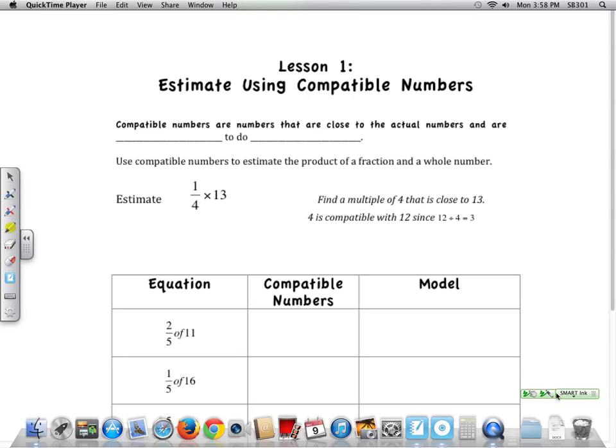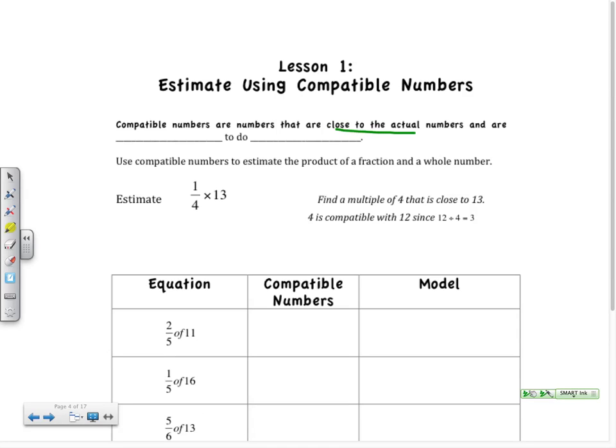As we know, compatible numbers are numbers that are close to the actual numbers and are easy to do mentally, or easy to do in your head. The whole reason we estimate numbers is so we can do them in our head.